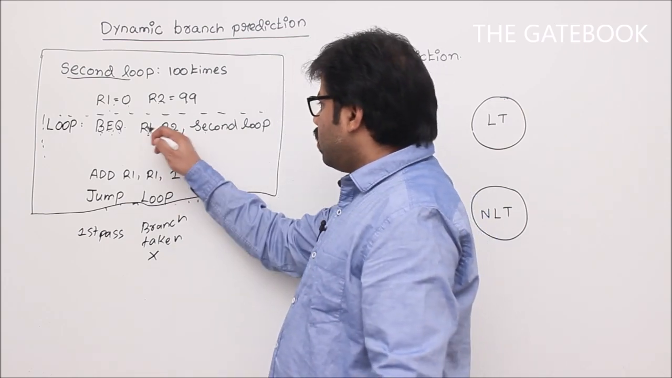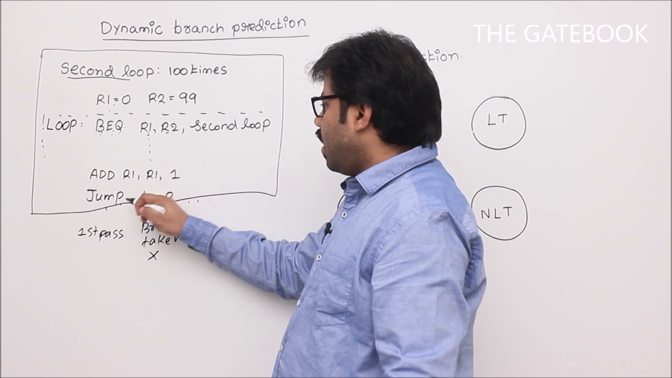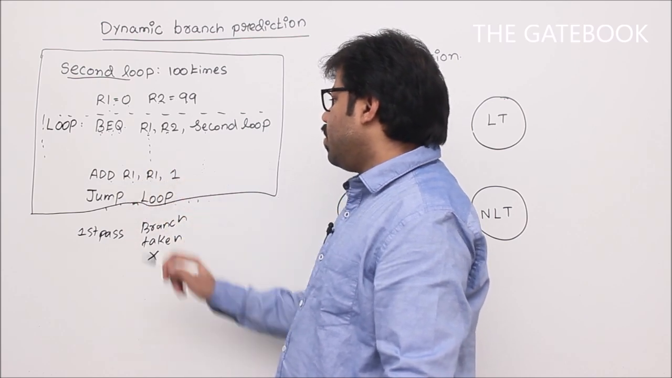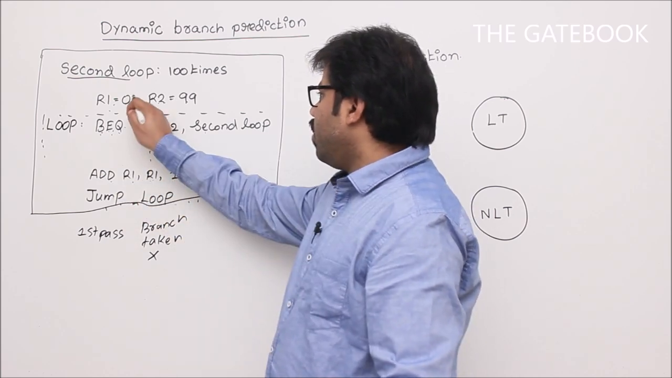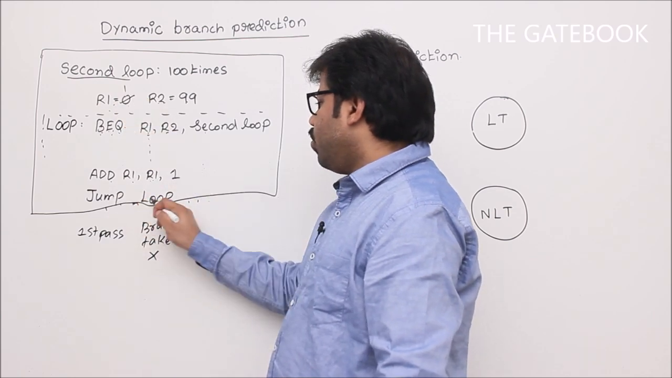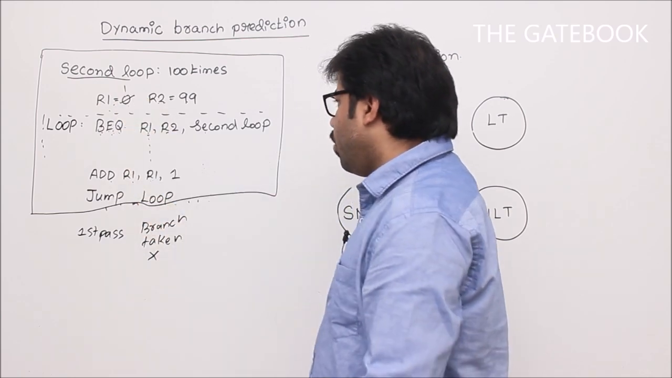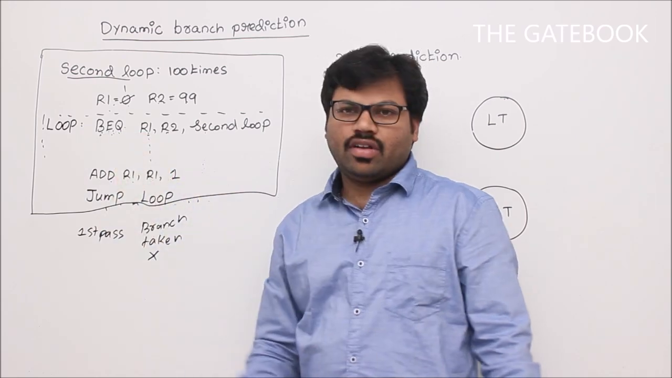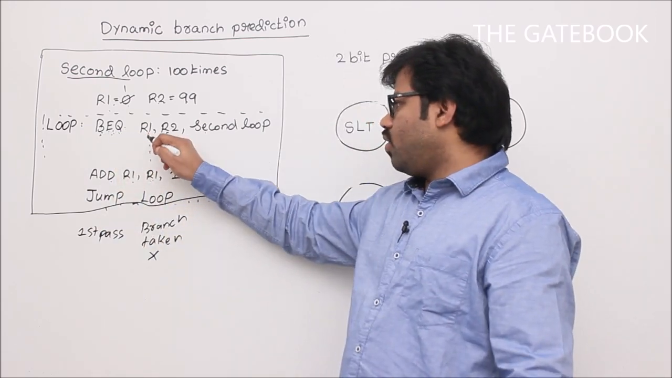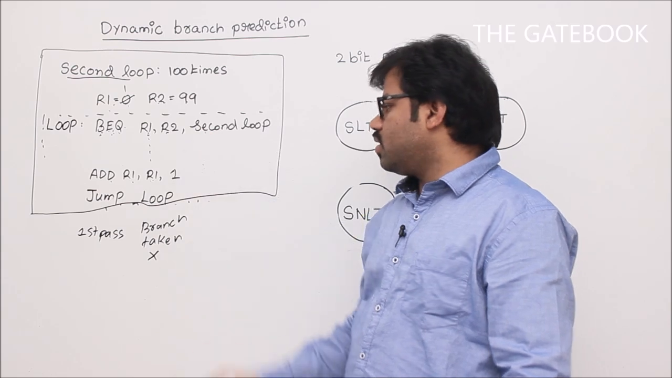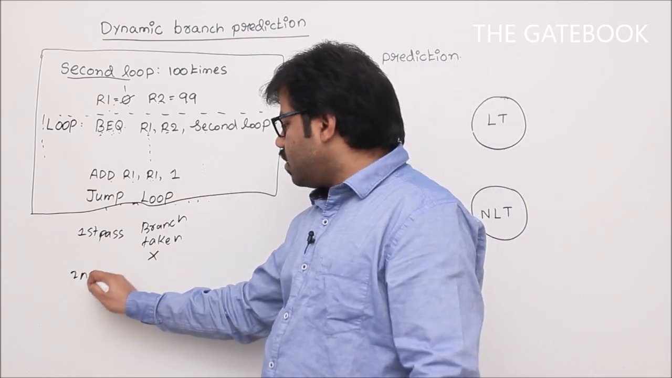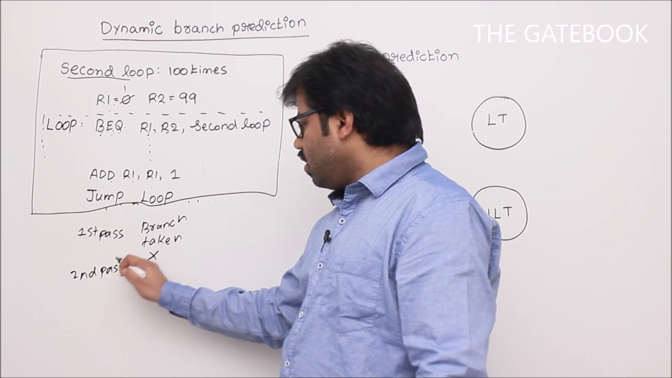Second one. So what we do, we come inside and add R1, R1, 1. That means R1 is incremented. Then R1 will become 1. Then after that, jump to loop, right? We'll go to the loop again. Again branch if equal. This time, 1 equal to 99? No, the condition will become false, right? So in the second pass, the branch is not taken.